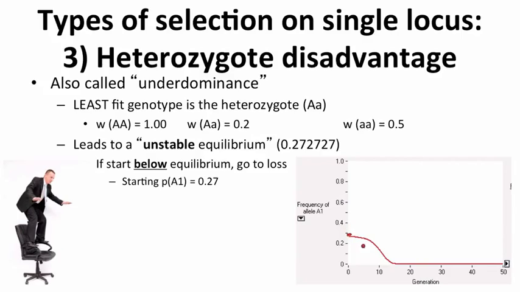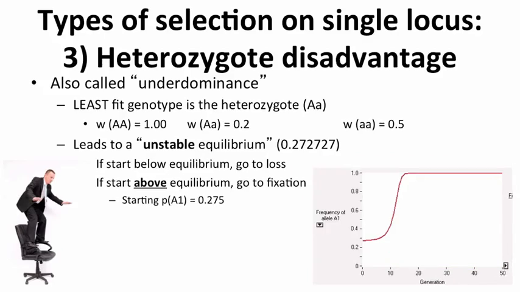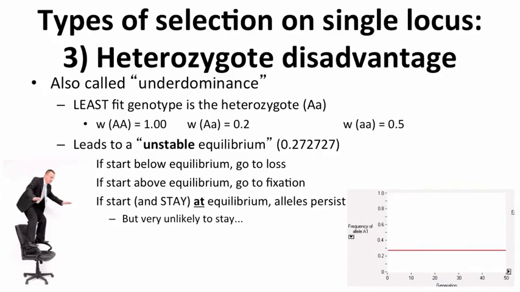If you start below it, you just go away completely, and you lose one allele completely. If you start above it, you lose the other allele, and one allele goes to fixation. It's only if you're right at the equilibrium allele frequency that both alleles can persist. But in a real population, you probably can't do that, because unless you have an infinite population size, you can't stay exactly at that allele frequency.